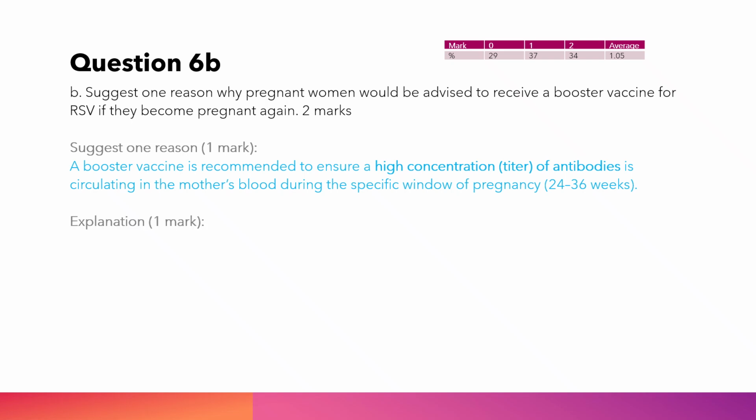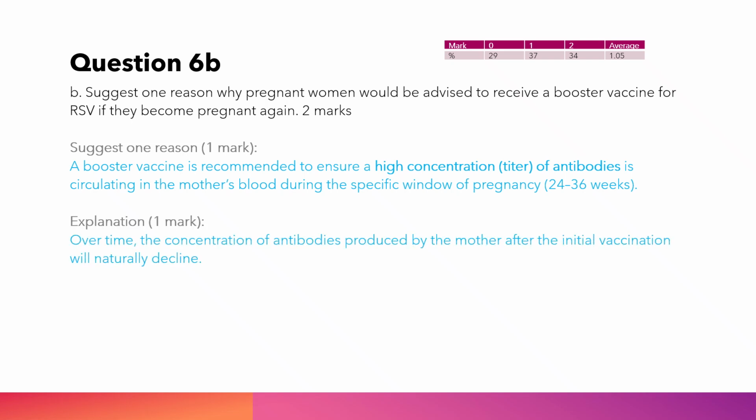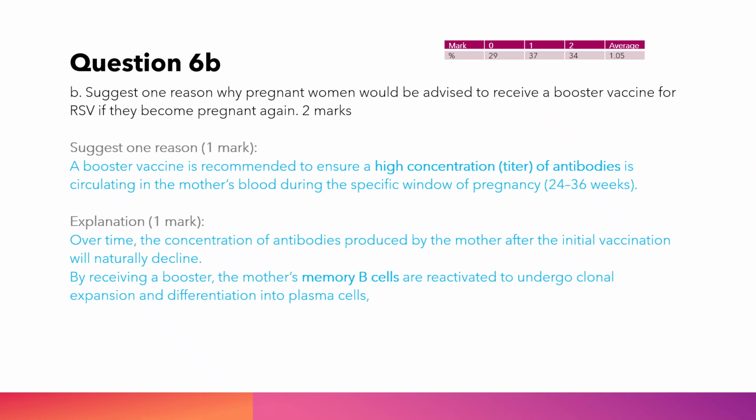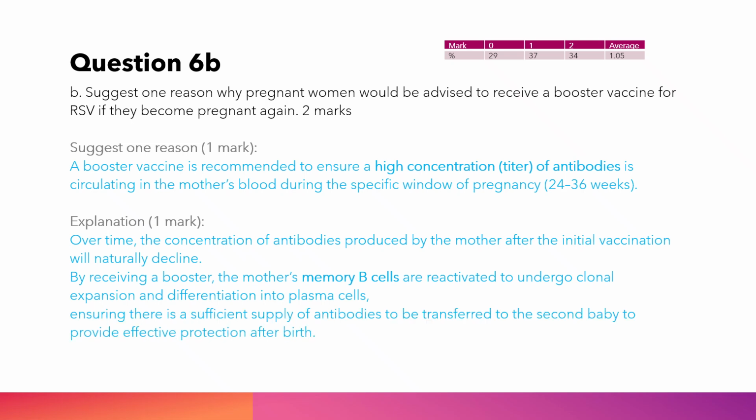Explanation. Over time, the concentration of antibodies produced by the mother after the initial vaccination will naturally decline. By receiving a booster, the mother's memory B cells are reactivated to undergo clonal expansion and differentiation into plasma cells, ensuring there is a sufficient supply of antibodies to be transferred to the second baby to provide effective protection after birth.